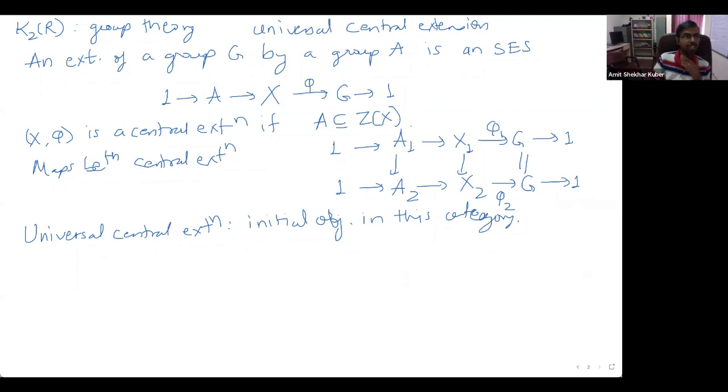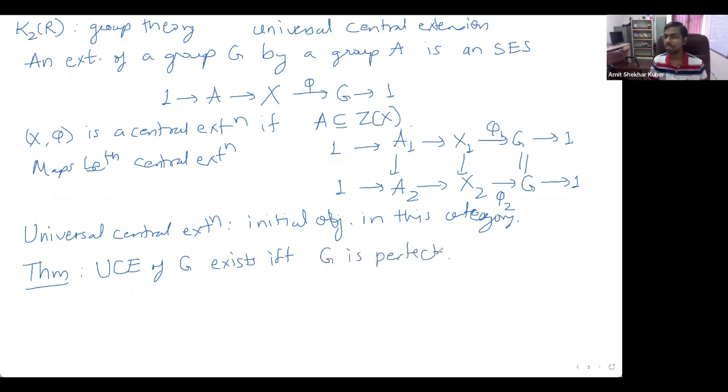Now, one simple question we can ask: when does this universal central extension exist? This is a theorem. The theorem says that the UCE of G exists if and only if G is perfect.